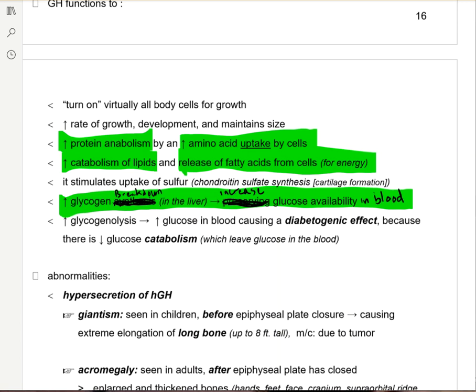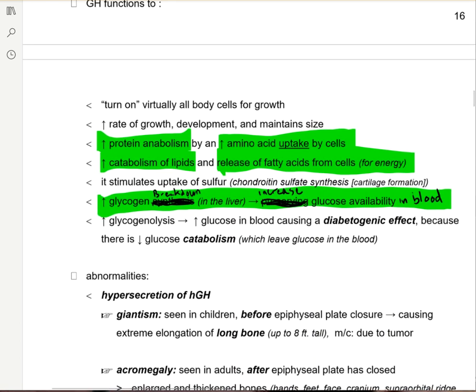And so that term is called glycogenolysis. So think of that: breakdown, lysis of glycogen. That increases glucose in the blood, and it causes kind of a diabetic-like effect because we are increasing a lot of glucose in the blood. Okay, but the most important part is to know this word, glycogenolysis. That is the breakdown of glycogen in the liver, increasing glucose in the blood.